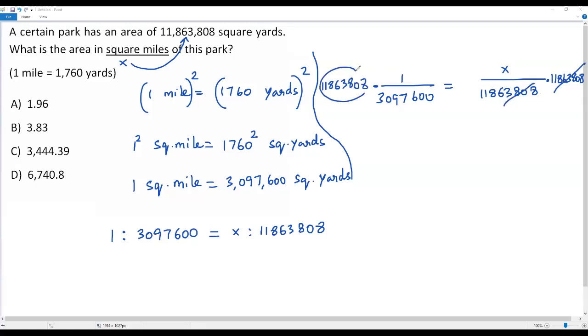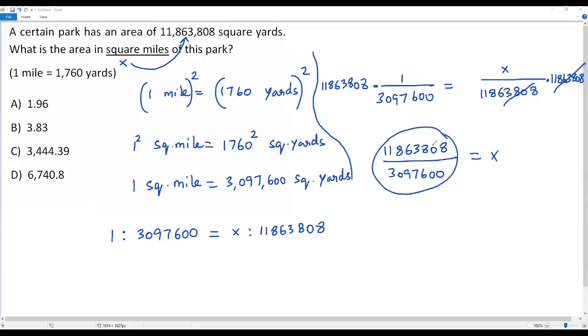When I multiply this value by 1, I'm getting the same thing, that is 11,863,808, and the denominator is the same, 3,097,600, equals x. Using a calculator, when I evaluate this one, I'm getting 3.83 equals x. Already we know that x represents the area in square miles, which is equal to this one. So we got x equals 3.83. So 3.83 square miles of area is equivalent to this one. So the correct answer choice for this question is option B.